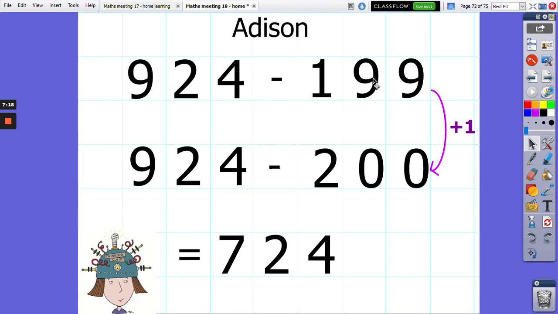But wait, we've taken away too much. We've taken away 1 too much. So we've got to add that 1 back on because we've taken away too much. We need to add 1 back on. So our final answer, 924 subtract 199 is 725.